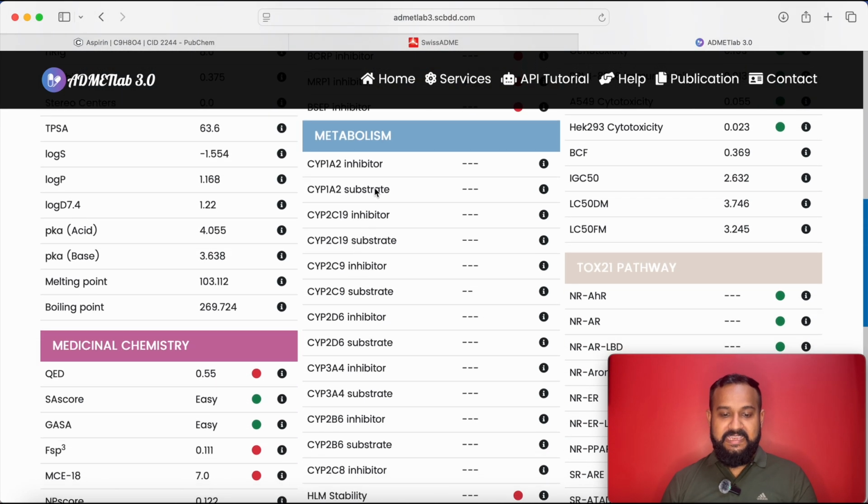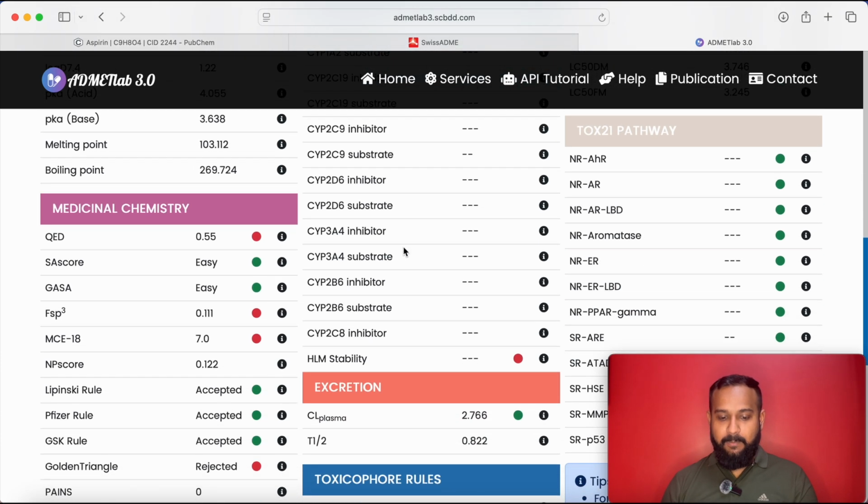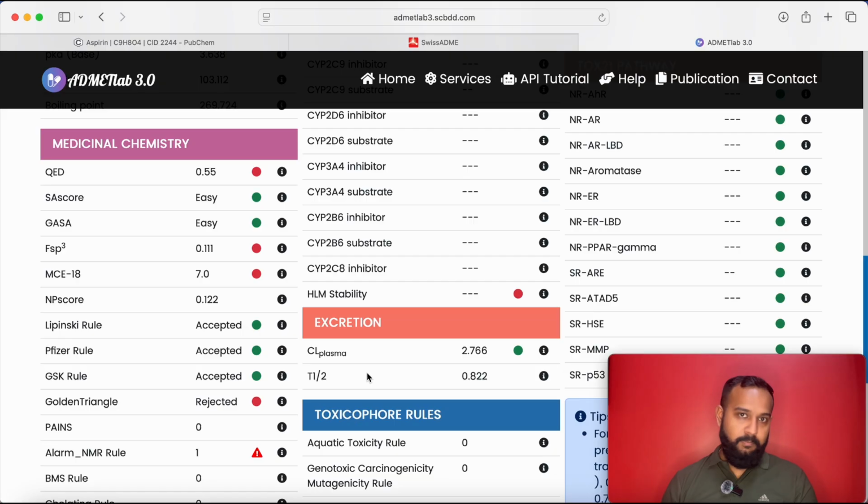We were seeing that their early inhibitors were there, cytochrome P53 inhibitors, but here you also get the information of substrate, that is the more thing that ADMETlab provides you. Then excretion, two important parameters are there over here. You can see T half and Cl plasma.